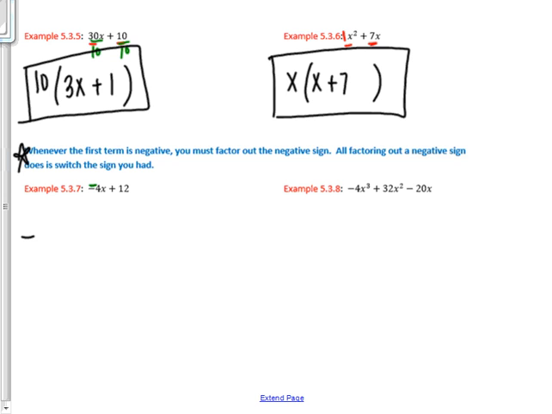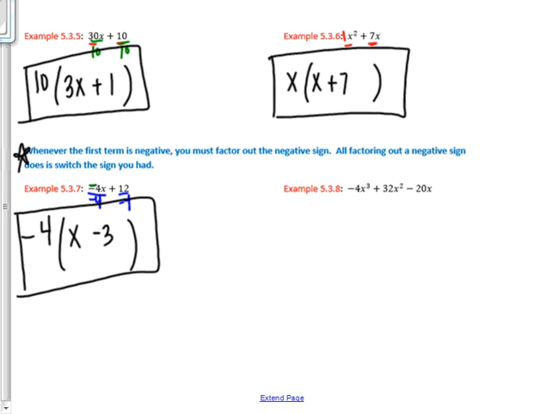And then what's the biggest number that goes into both 4 and 12? That would be 4. And do they both have x's? No, so you can't take that out. So all I'm going to do is divide those by a negative 4, which will switch their signs. So negative 4 divided by negative 4 is positive 1, and there's an x there. And 12 divided by negative 4 is a negative 3. Again, if you're not sure you did it right, just check it by distributing.